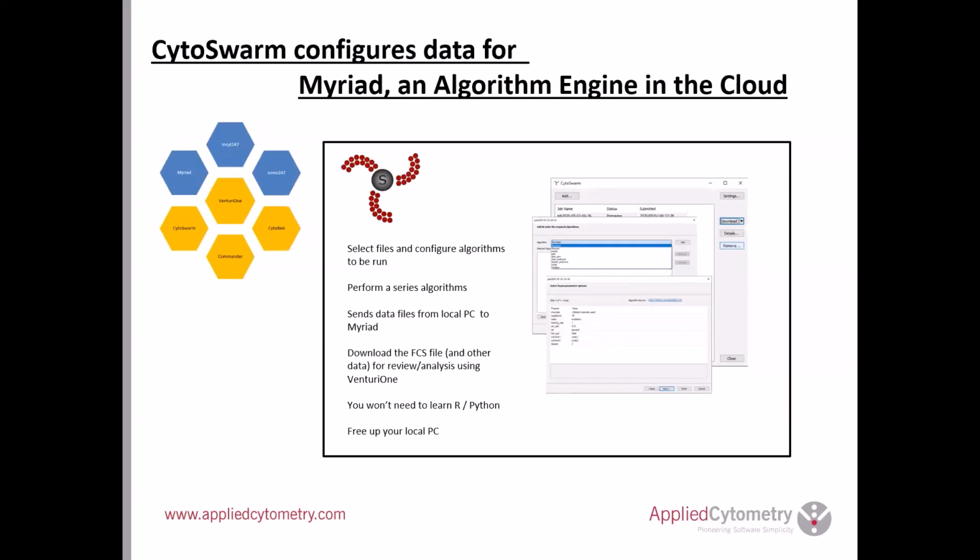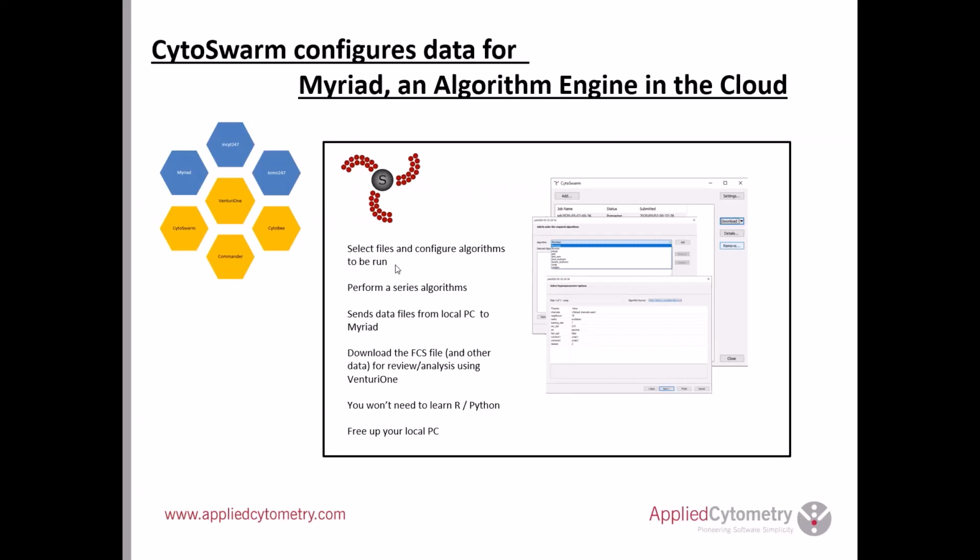CytoSwarm software is our PC program that allows you to send flow cytometry data into the cloud, where we have a program called Myriad. This is an algorithm engine that sits in the cloud and will process your data and will perform R-based algorithms without you having to have R on your local system.